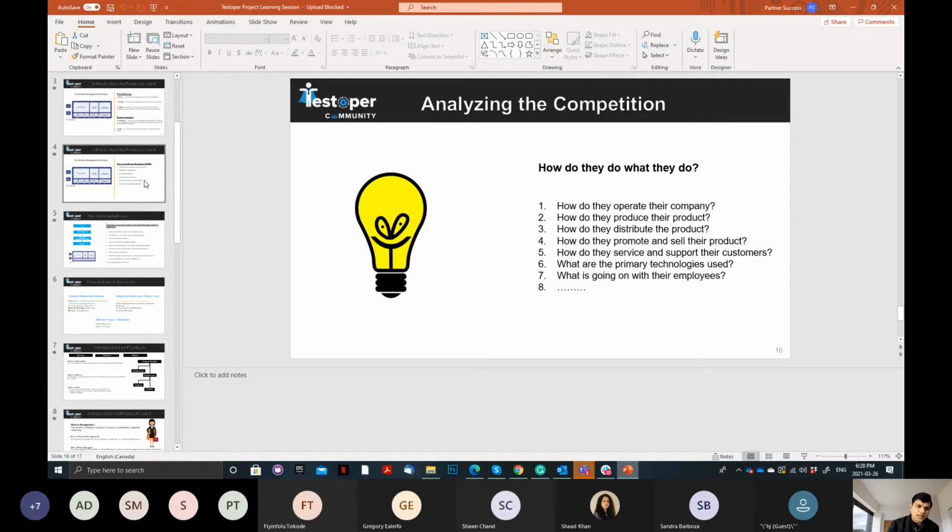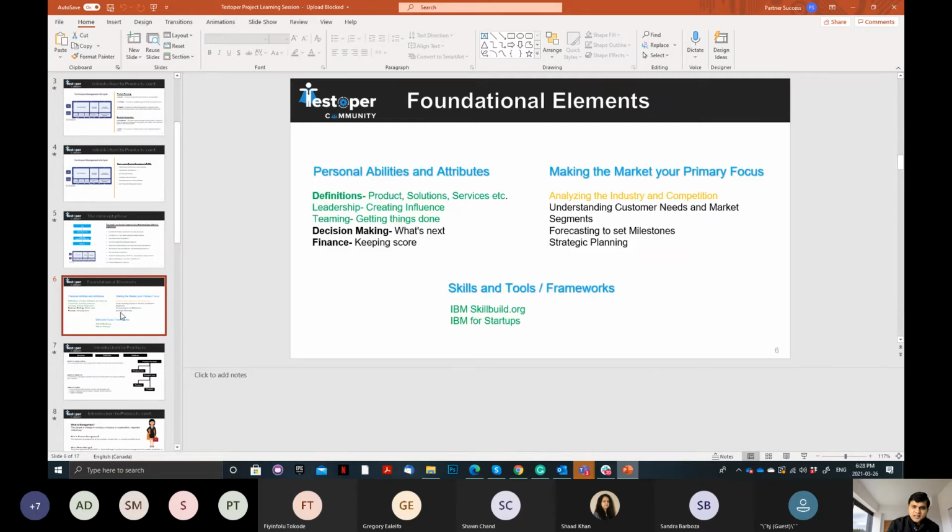So the first thing, we call it foundational elements. There are certain things as an individual that you need to learn. We need to learn together. Certain things related to personal abilities and attributes, certain things related to market, how to make the market your primary focus.